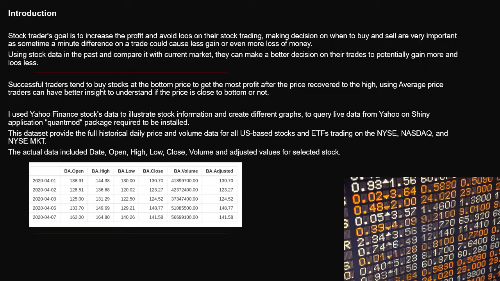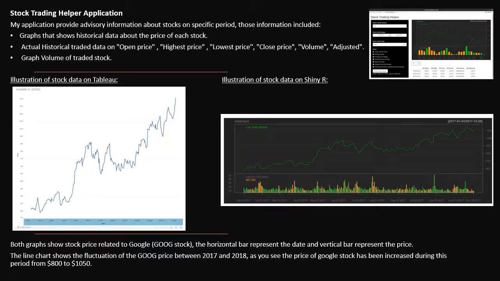This is an example of the data. As you can see, it includes open, high, low, close, volume, and adjusted price on every day. My application would provide graphs that show historical data about the price of each stock, actual historical traded data on open price, high price, lowest price, close price, volume, and adjusted, and also graph the volume of traded stock.